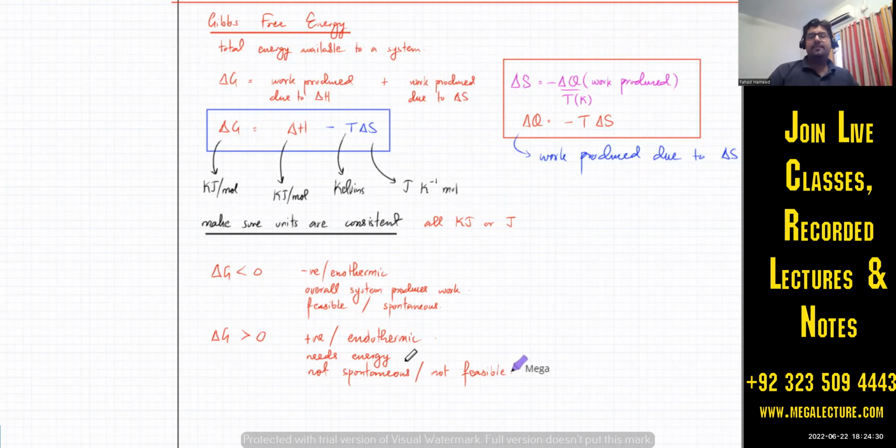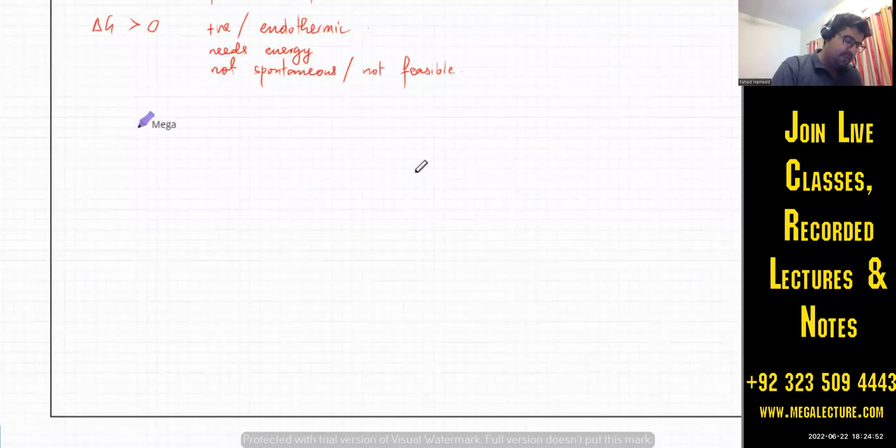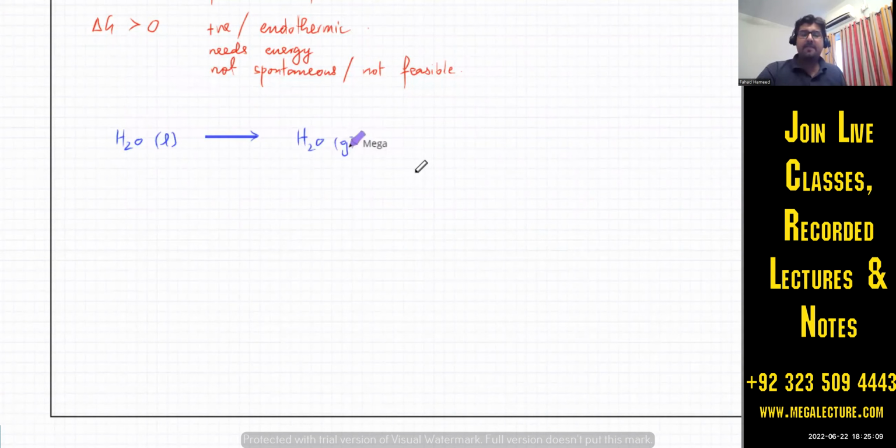Okay, so the next thing is same. This is basically the last topic of this subtopic, delta G. So next we're going to first try and predict, based on this equation over here, when will a reaction be spontaneous and when will it not be spontaneous? So let's take this reaction. Water is a liquid and it's turning into gas. Is this spontaneous or is it not spontaneous? You've got liquid water, it's turning into gas.